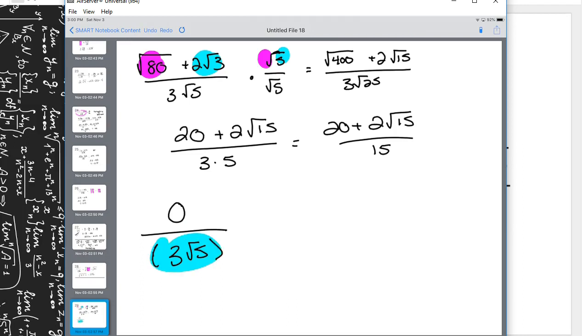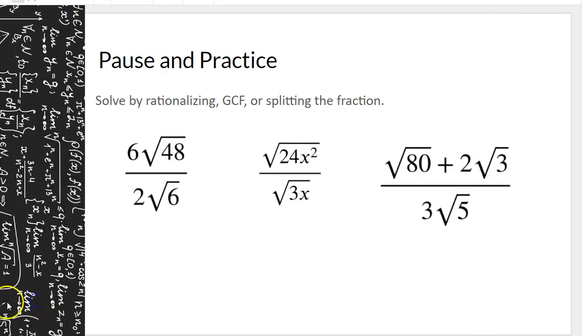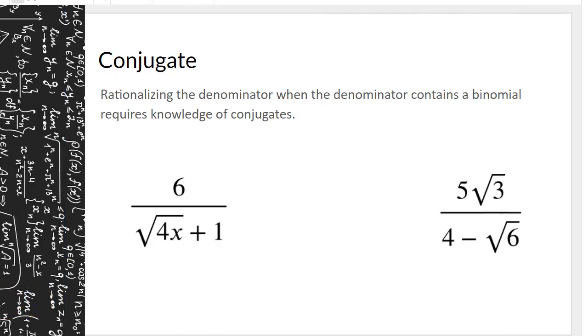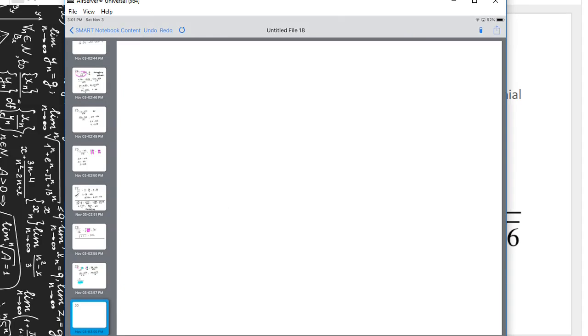Alright. And one final skill, and then we're going to do a word problem. So our final skill is the conjugate. So rationalizing the denominator when the denominator contains a binomial requires knowledge of conjugates. So what is a conjugate? So in this one, 6 over root 4x plus 1, my conjugate is going to be root 4x minus 1.